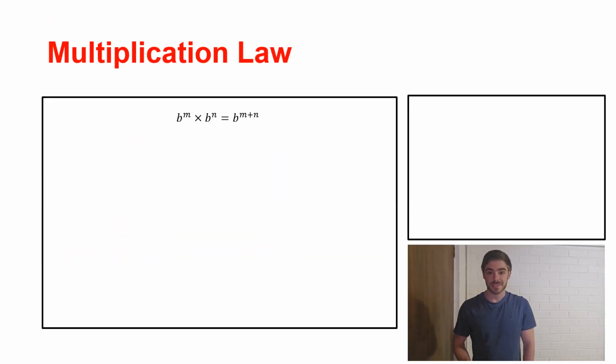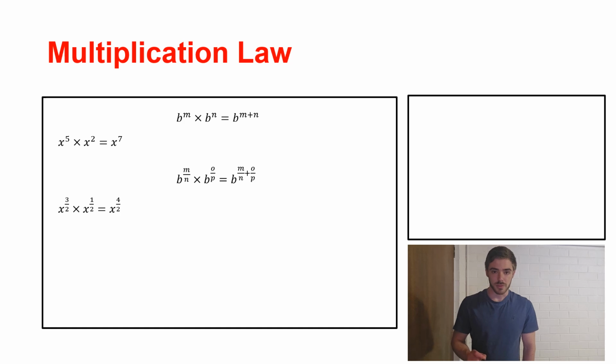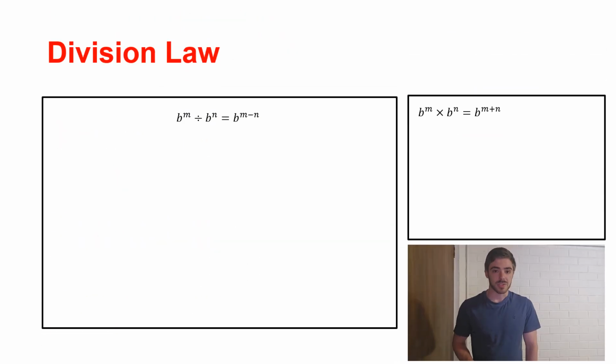If two terms with the same base are multiplied together, then their powers will add. You would already know this from polynomials. If I have x to the power of 5 multiplied by x squared, I now have x to the power of 7. The same is true even of fractional powers. In this case, we have x to the power of 3 over 2 multiplied by x to the power of half, which, when added together, just gives you x to the power of 4 over 2, or further simplifies to just x squared.